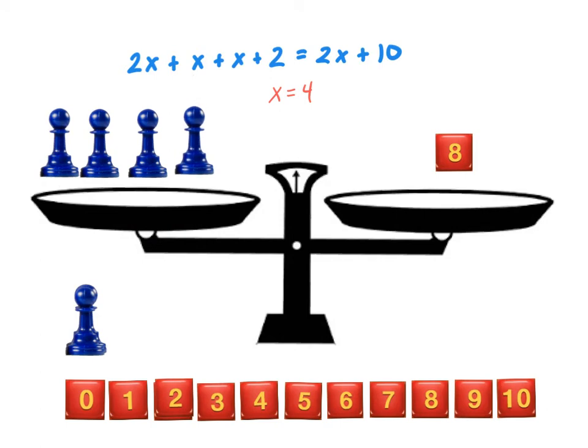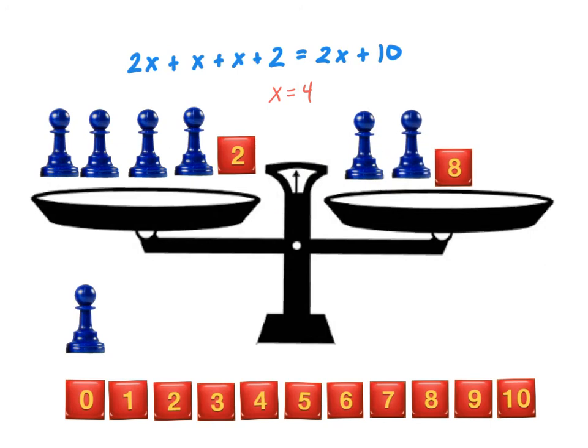When you do your check, set it all back up. So 2x plus x plus x plus 2. And on the right-hand side, 2 x's and a 10. Because we said x was 4, we're going to put a 4 for every one of our x-men, and we're just going to add them all up. So we have 4, 8, 12, 16, and 2. 16 and 2 is 18. And on the right-hand side, 4, 8 plus 10. 8 plus 10 is 18. Our check, 18 on the left, 18 on the right, confirms this equation is true when x equals 4.